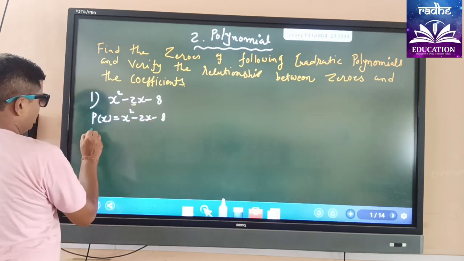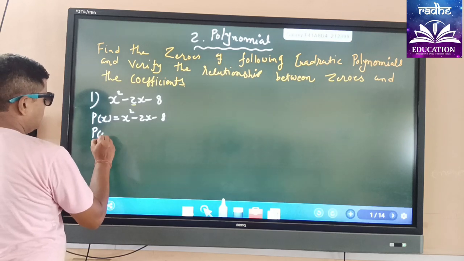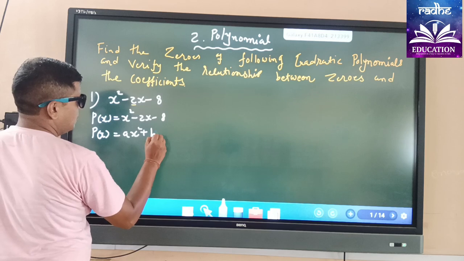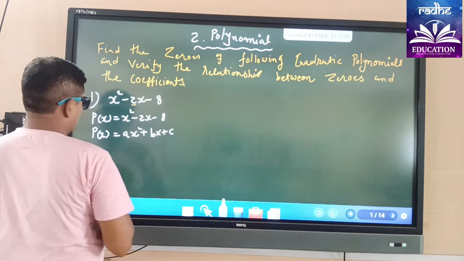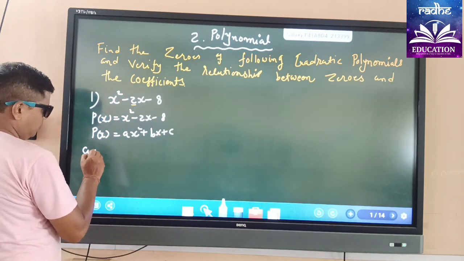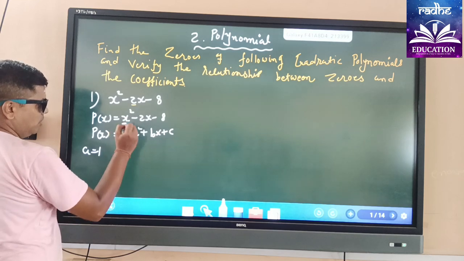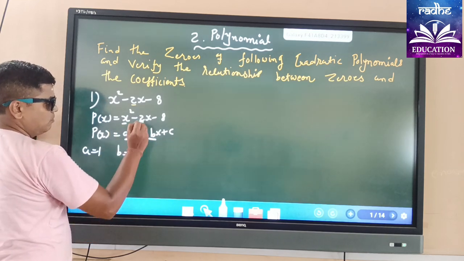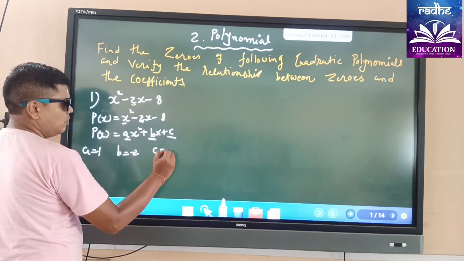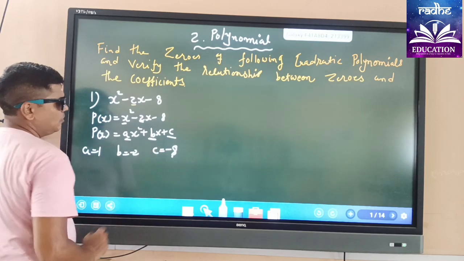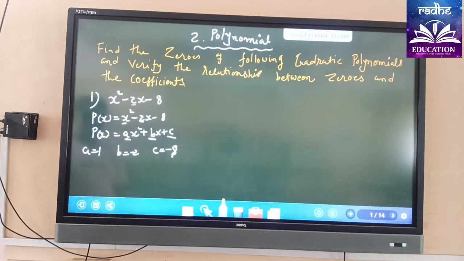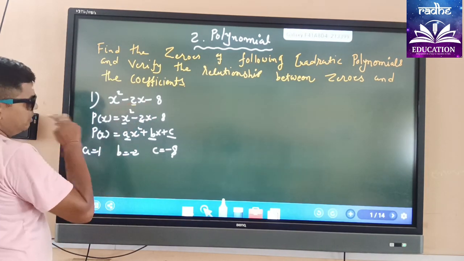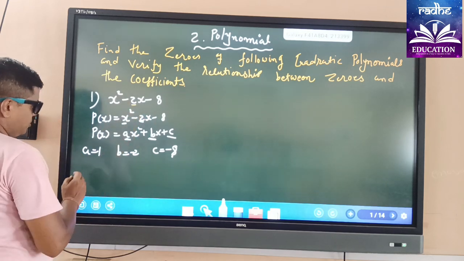We will compare it with the standard form, that is p(x) equals ax square plus bx plus c. So here we get a equals 1. You can check here, a equals 1, b equals minus 2, and c equals minus 8. Okay. Now first we will try to get the zeros by the factorization method.